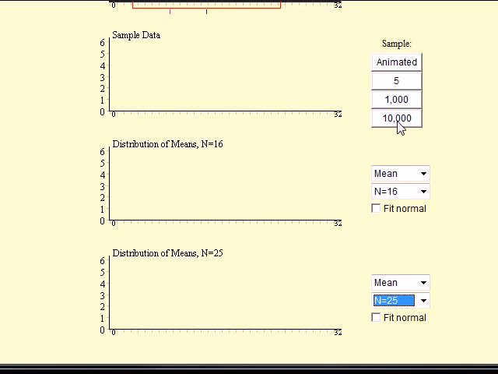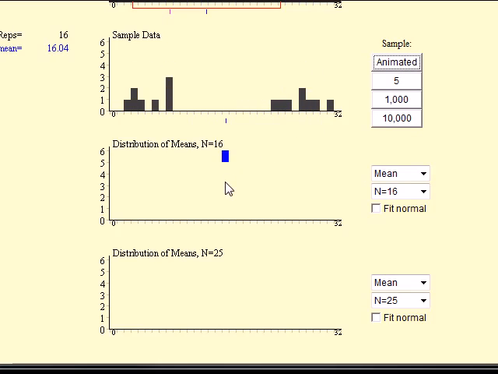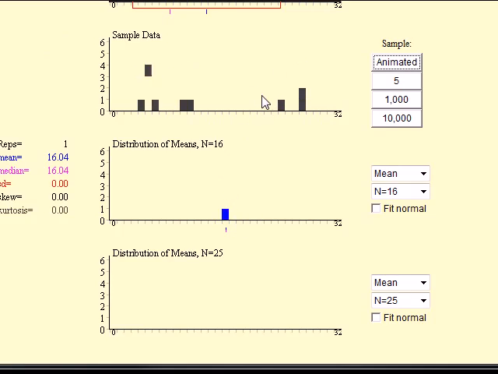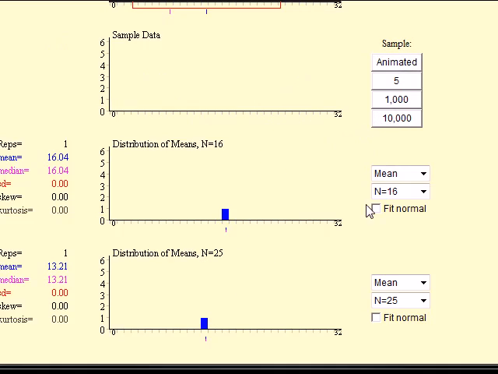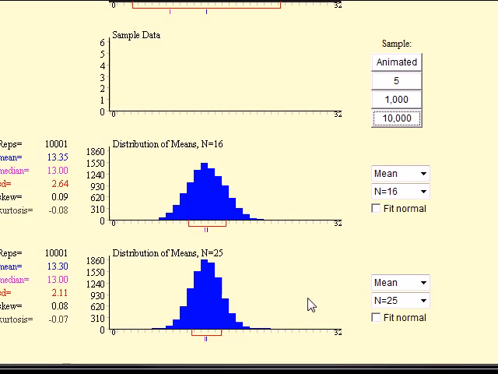I'll do one trial animated, just because it's always nice to see it. So first it's going to do 16 of these trials and average them, and there we go. Then it's going to do 25 of these trials, and then average them. And then there we go. Now let's do what I just did animated, let's do it 10,000 times. Miracles of computers.